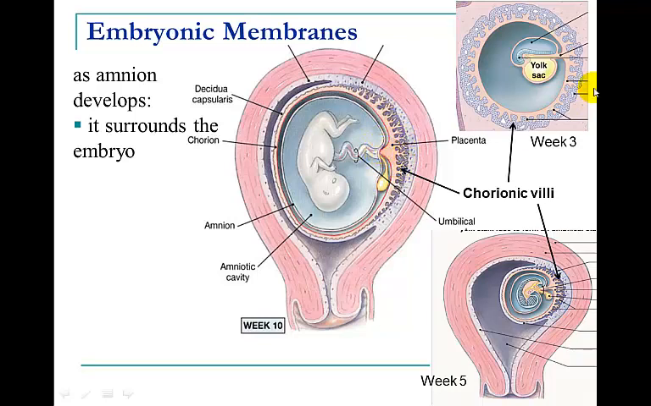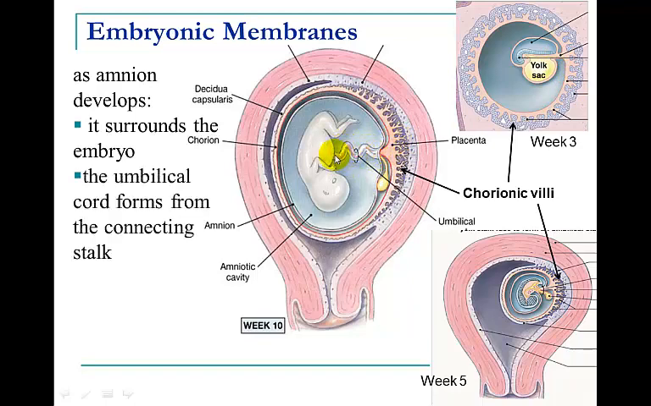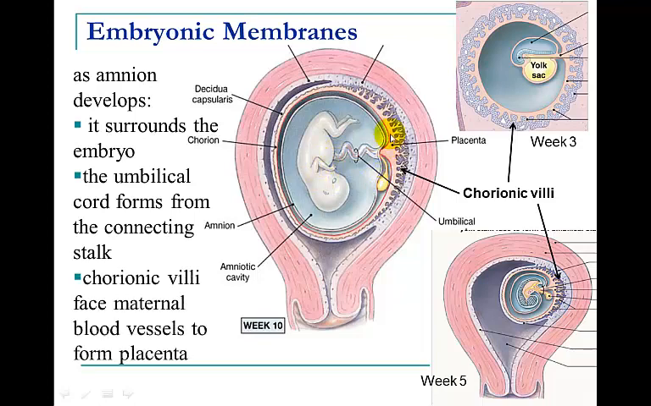We see that original connecting stalk. We see it's now formed our umbilical cord. And the chorionic villi, again, as I mentioned, is facing towards the blood vessels of the endometrium. We don't see chorionic villi on the other surface, which is facing the uterine lumen. This is the lumen of the uterus. You'll see the lumen becoming smaller and smaller and smaller as the embryo grows.